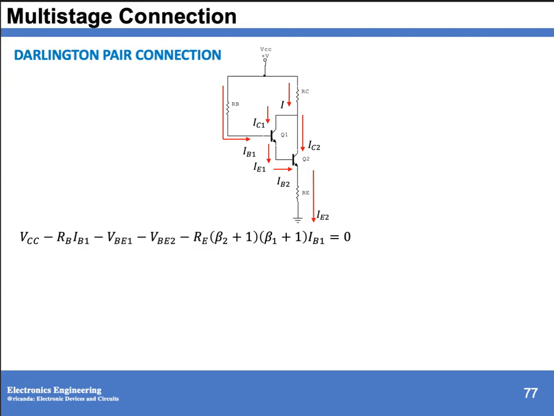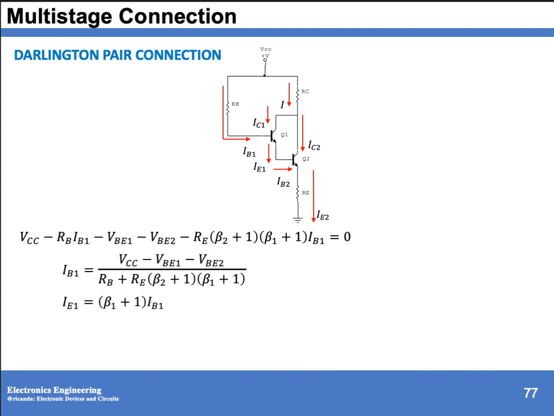Therefore, we can solve for your IB1. That is VCC minus voltage base emitter 1 minus voltage base emitter 2 all over RB plus RE times the quantity beta 2 plus 1 times the quantity beta 1 plus 1. Then for your IE1, that is beta 1 plus 1 IB1.